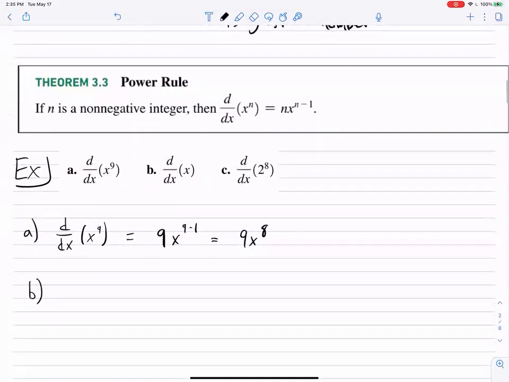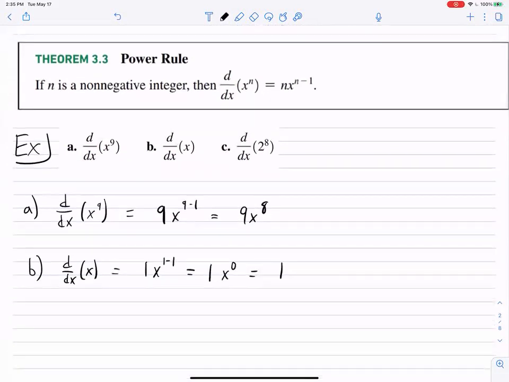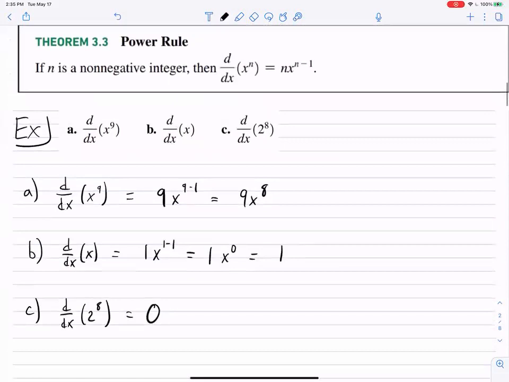How about the derivative d dx of just x? What is the slope of just x? Well, we know by the power rule that this is you bring the 1 down, and then it's x to the 1 minus 1, which is 1 times x to the 0. But what is x to the 0 power? Well, that's just 1. And then finally, what about d dx of 2 to the 8th? Well, this is kind of a trick question because 2 to the 8th is just a number. And so this is just 0 because it's the derivative of a constant.